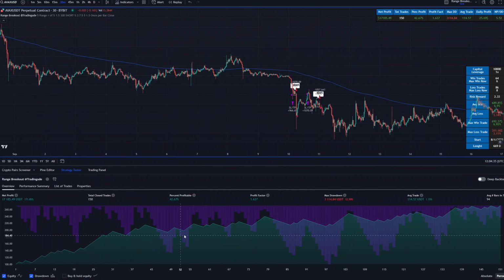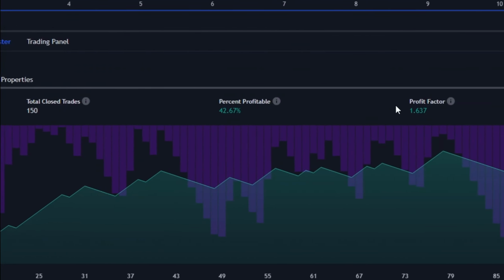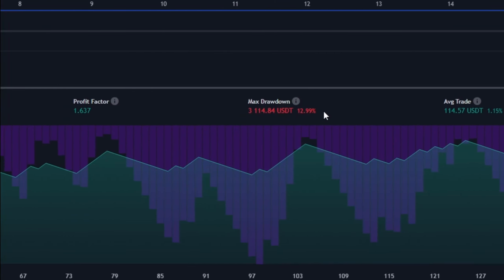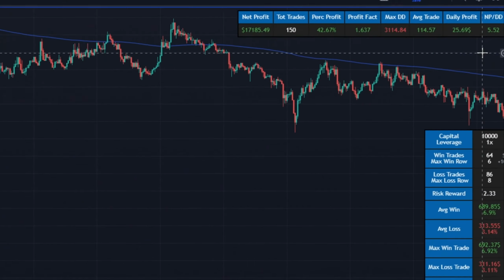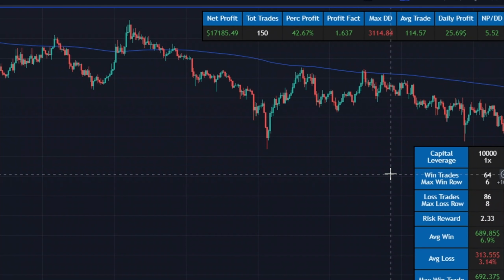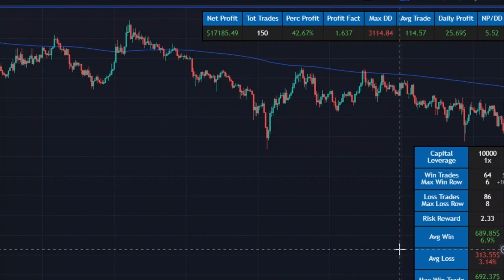As you can see, the equity line is really good. 171% net profit, 150 trades, 42% percentage profitable, profit factor 1.63, max drawdown 13%, average trade 1.15%. Net profit / drawdown value 5.52, which is really interesting. Max win row 6, max loss row 8. Risk reward ratio 2.33, average win 6.9%, average loss 3.14%.